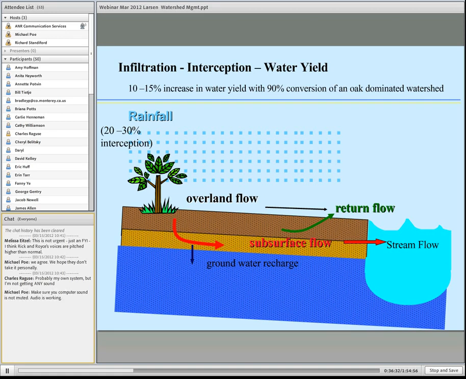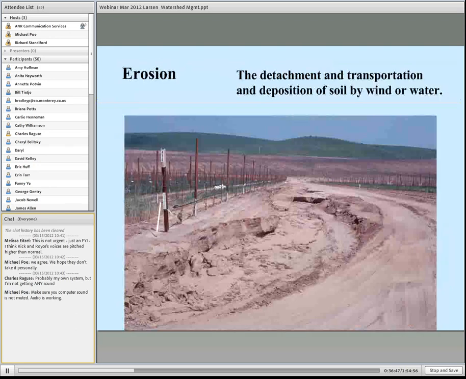One of the things we'd like to think of in a watershed is that we want it to capture the water, store it for a time, and then release it safely. When it's not released safely, we get into problems such as erosion. And erosion is simply the detachment and transportation and deposition of soil, either by wind or water. In this chapter, we focus on water because that's the main idea of what we're talking about here.